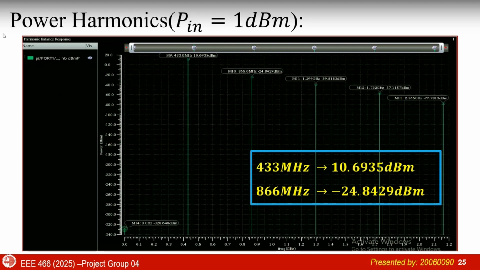After that, we check the harmonic content in the output power. Again, we can see that the fundamental frequency clearly dominates. We can see an output power of 10.6935 dBm at the fundamental frequency and minus 24.8429 dBm at 866 megahertz, and the rest of the harmonics show much lesser values than this.